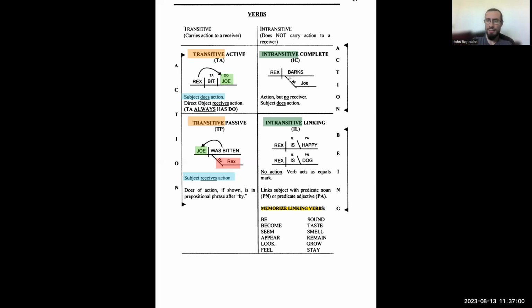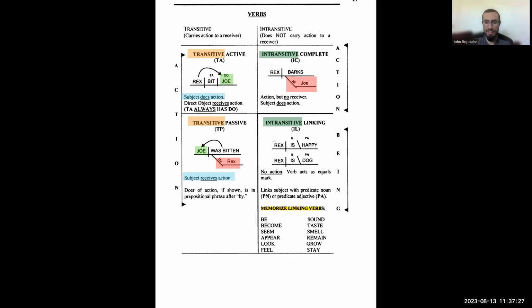Do not think that Joe is the subject, or the receiver. Do not think he is receiving the action of the verb barking. It's a prepositional phrase. It's an adverb. Joe there is an object, but it's an object of a preposition. It's not an object of a verb. That's the difference, okay? Those are the three action verbs.